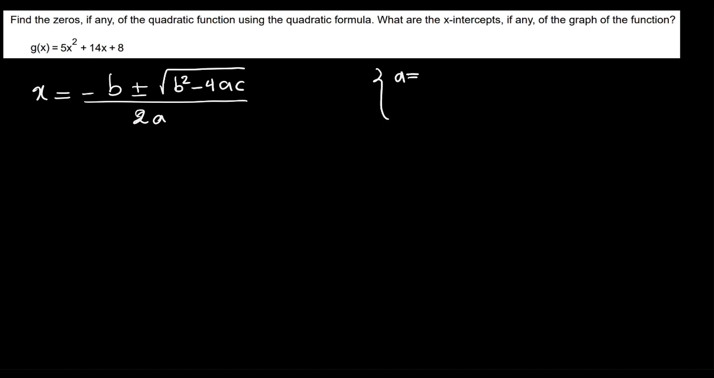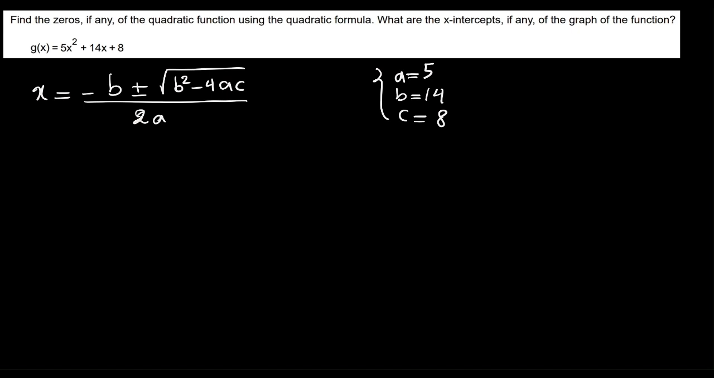In the next question, again we have a quadratic function and we want to find zeros by using the quadratic formula. So let's recall the quadratic formula: x equals negative b plus or minus the square root of b squared minus 4ac, divided by 2 times a. A is the coefficient of x squared, so it's positive 5. B is the coefficient of x, so it's positive 14. And C is the constant, so it's positive 8.